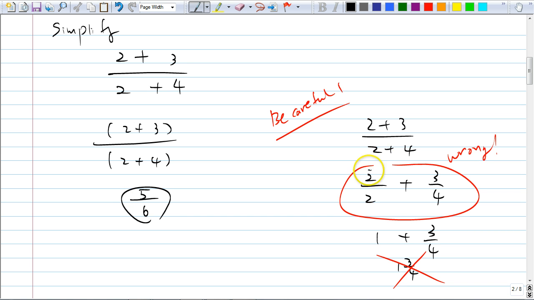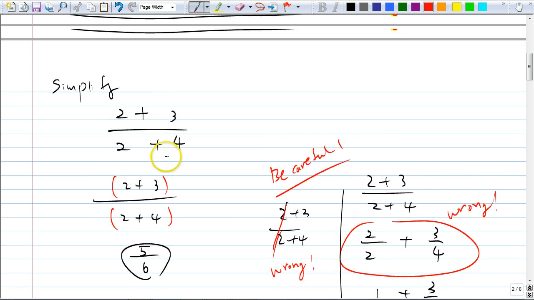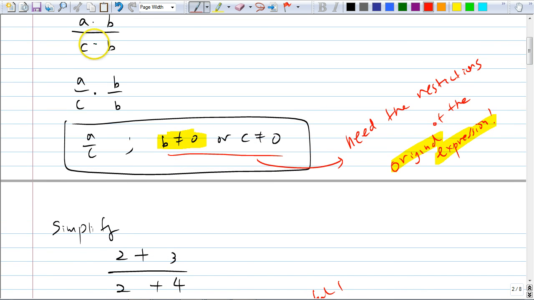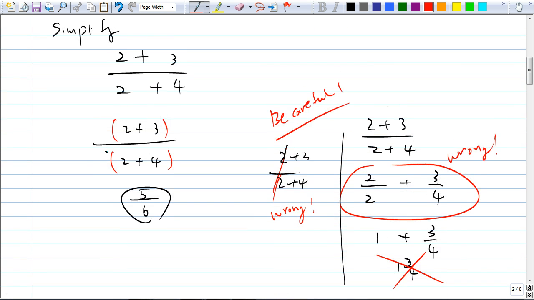Some people either do this or they do over 2 plus 4. They cancel things out like this. Still wrong, isn't it? You can't cancel these out. This is wrong. The fraction bar acts as a grouping symbol. Please keep that in mind. You can separate them if they're all multiplying together, like A times B over C times B. Then it becomes A over C times B over B, and it becomes A over C times 1, right? Do you see the difference, guys? Keep this in mind as we do some examples.